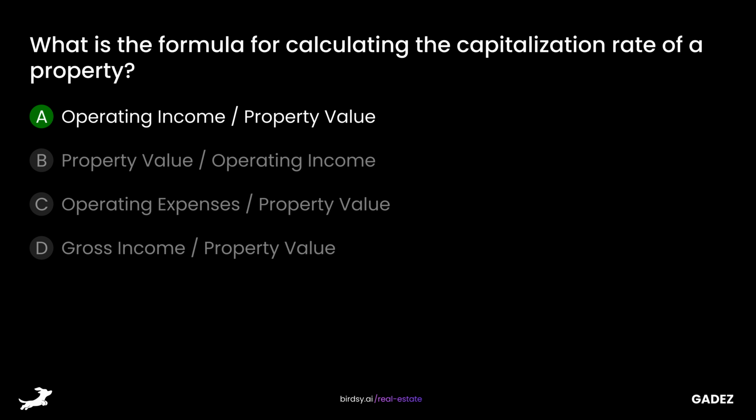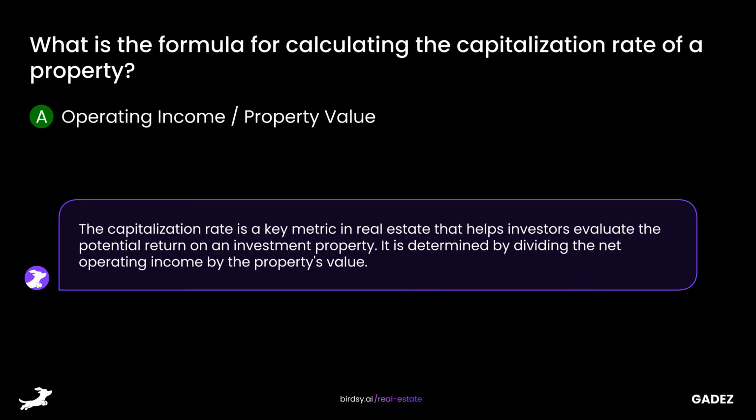Operating income divided by property value. The capitalization rate is a key metric in real estate that helps investors evaluate the potential return on an investment property. It is determined by dividing the net operating income by the property's value.